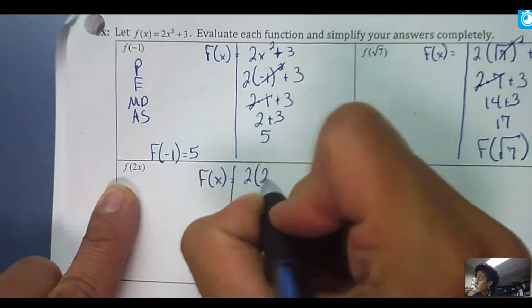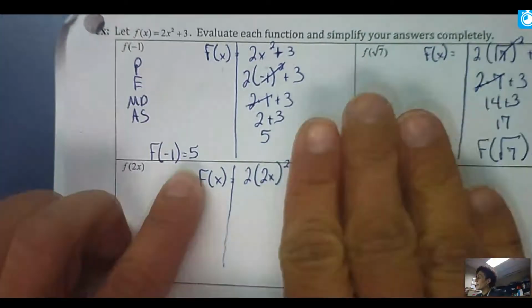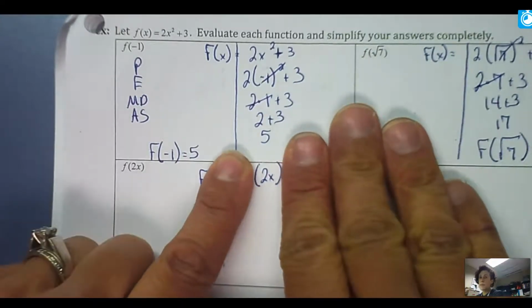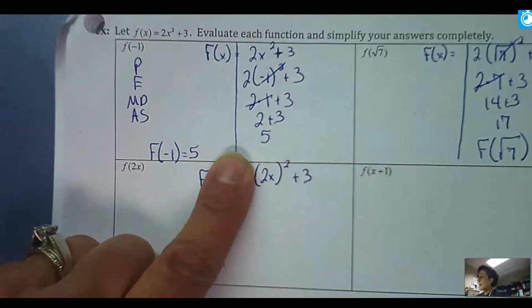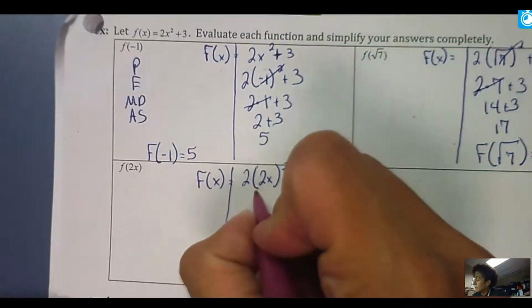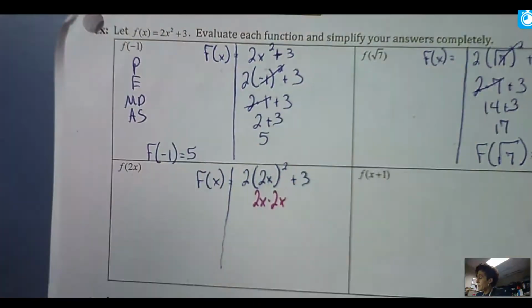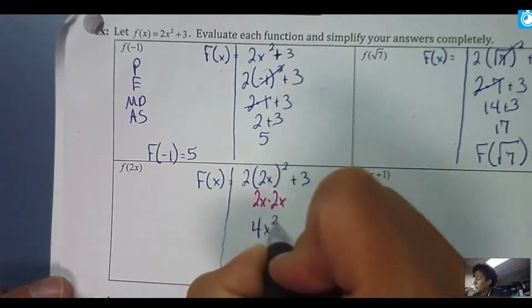So 2x will go in parentheses, and I square it, plus 3. So again, same things happening. Parentheses, nothing to do there. But this means I'll square 2x. And that means I want to take 2x times 2x. And when I do that, I get 4, and I get x squared.